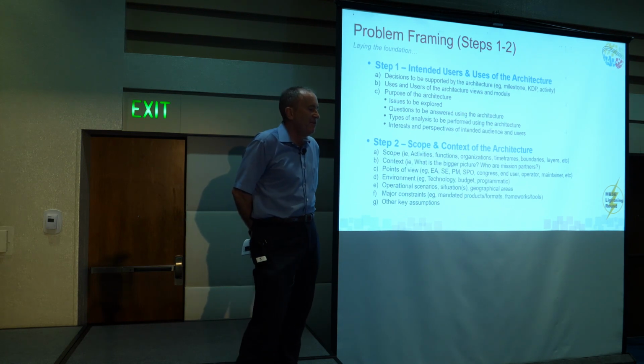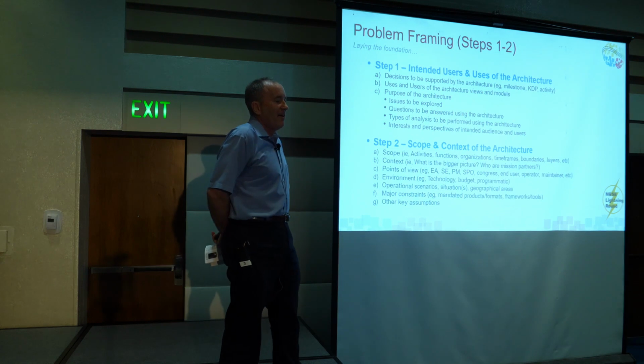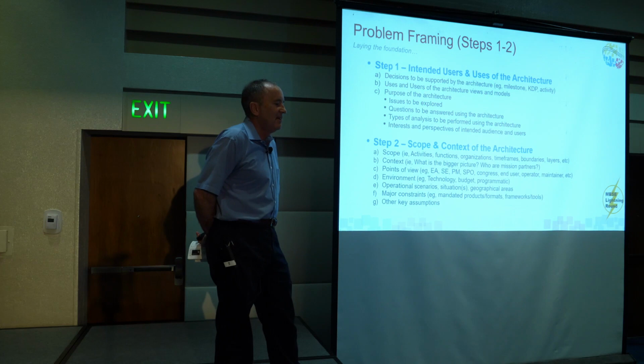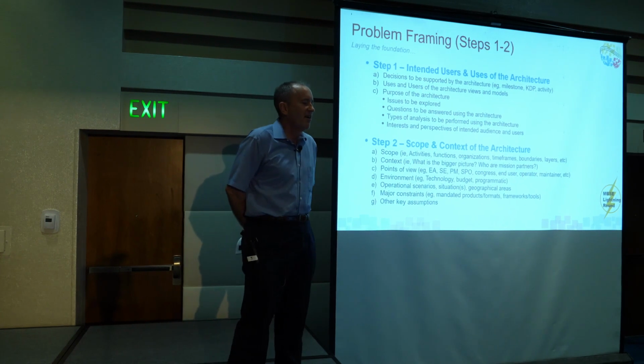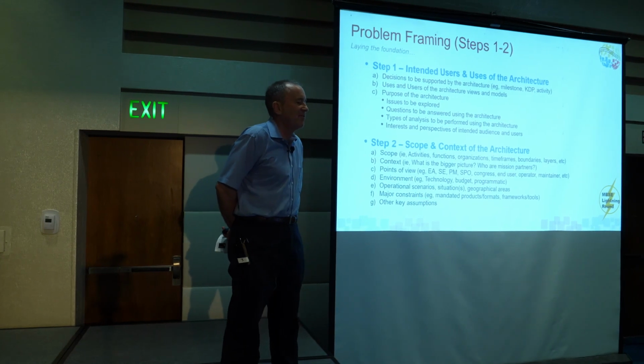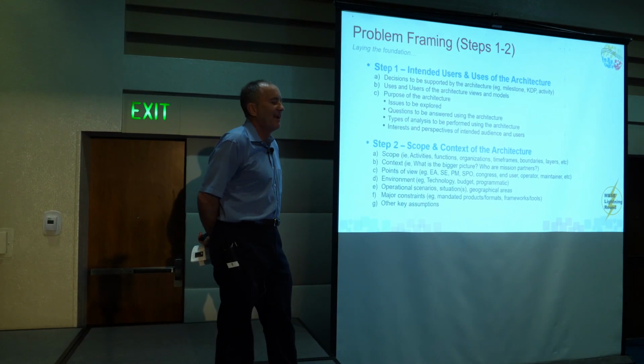So there are the uses and users, but once you know the purpose of the architecture in terms of those uses, then what issues need to be explored? What questions need to be answered using the architecture? What types of analysis do you need to perform to start answering those questions? What are the interests and perspectives of the intended audience?